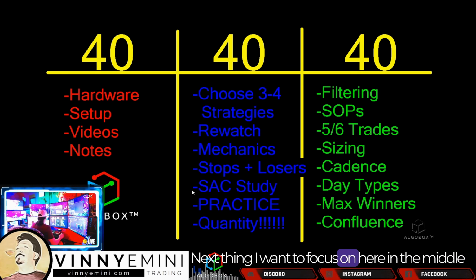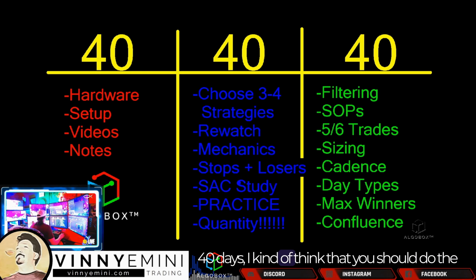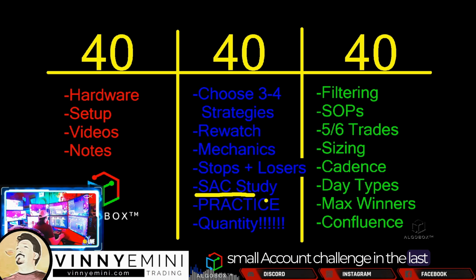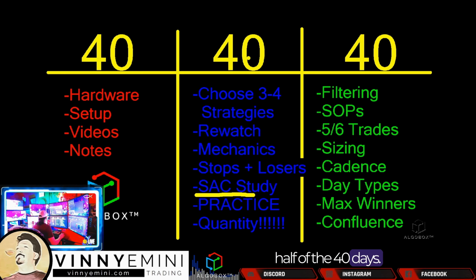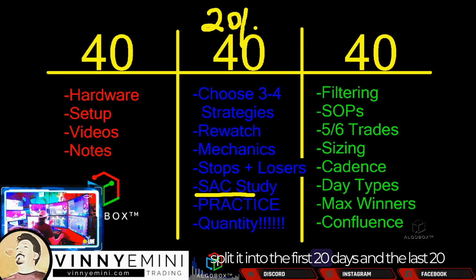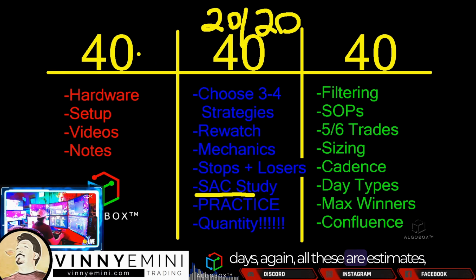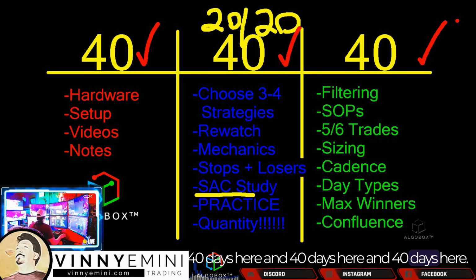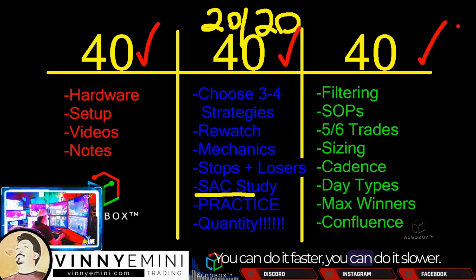Next thing I want to focus on here in the middle 40 days, I think that you should do the small account challenge in the last half of the 40 days. So if you were to take this 40-day section and split it into the first 20 days and the last 20 days, again, all these are estimates. I want to reiterate that again. It does not mean that you have to absolutely do 40 days here and 40 days here and 40 days here. You can do it faster, you can do it slower.